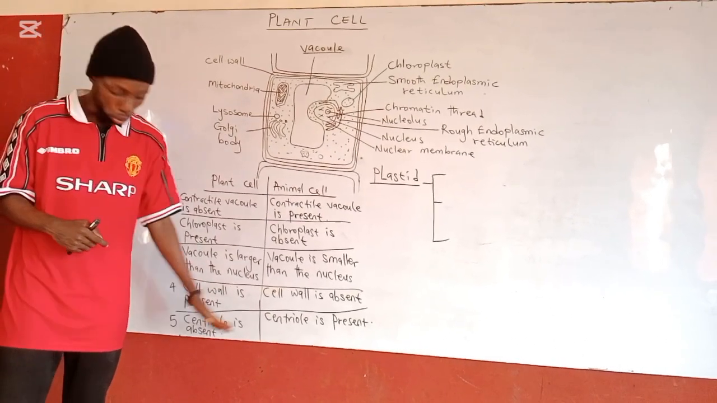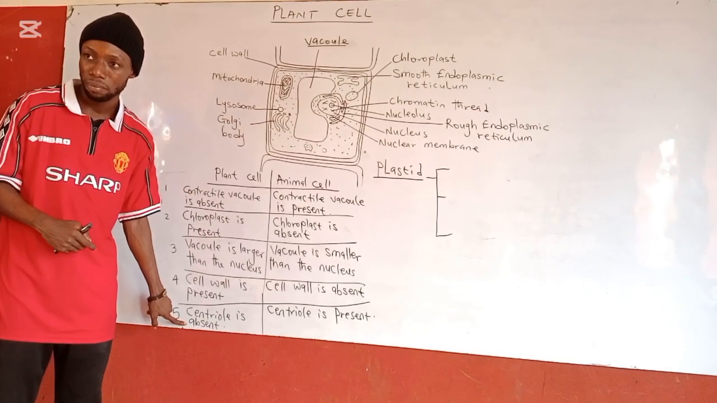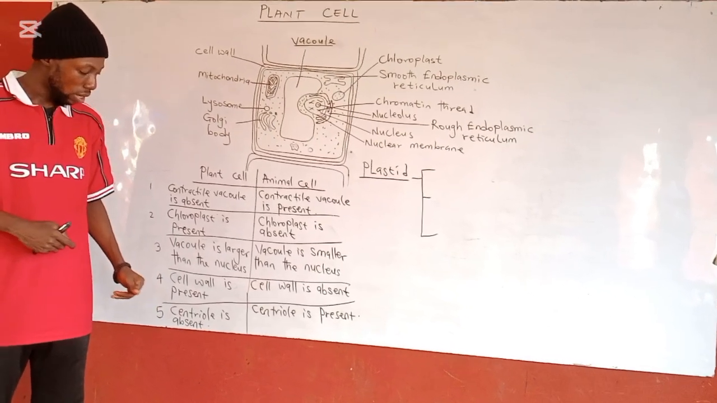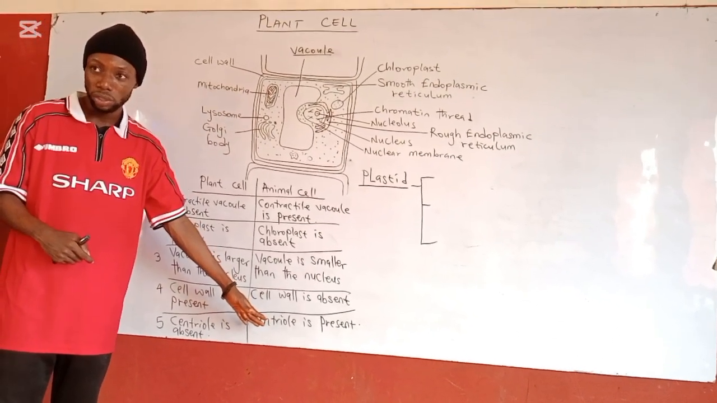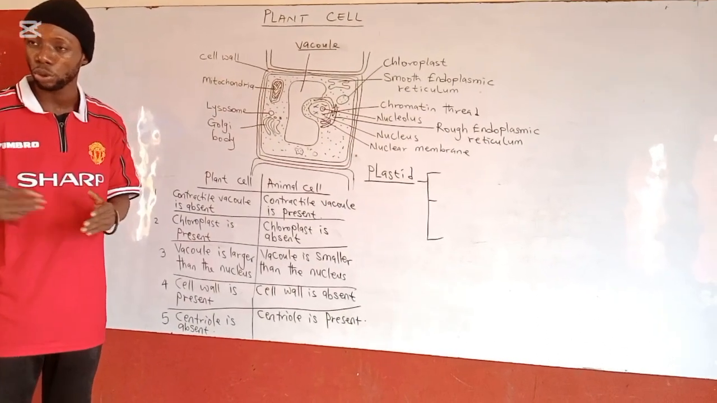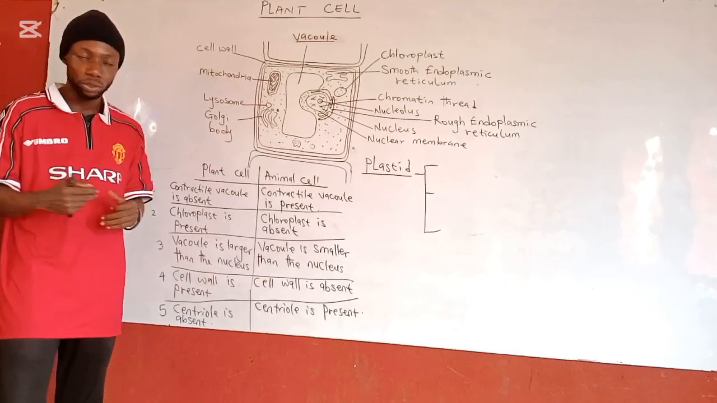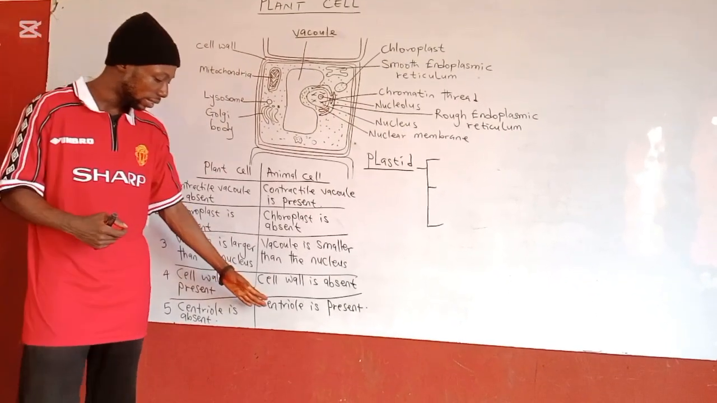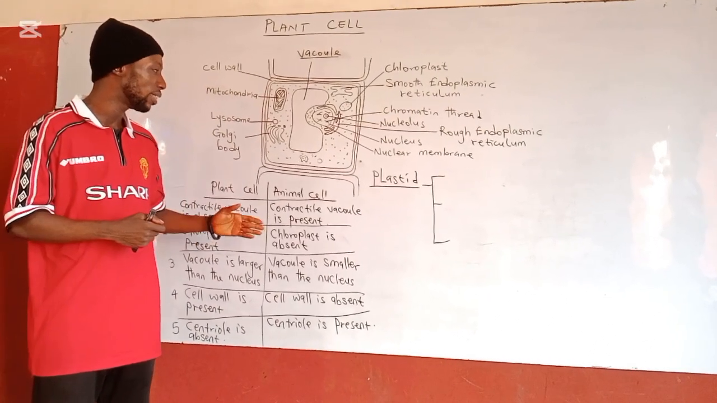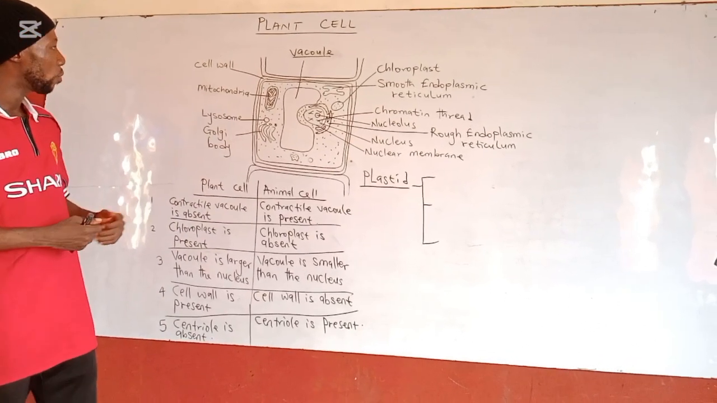Alright? Here we have the centriole. Okay? The centriole here in the plant cell is absent. Do you understand? The centriole is absent in the plant cell. And in the animal cell we have the centriole. The centriole is also responsible for the formation of locomotive structures like flagella, cilia, and pseudopodia. So this guy here, the centriole, contributes to the formation of certain structures for movement in some animal cells where they are present. Okay?